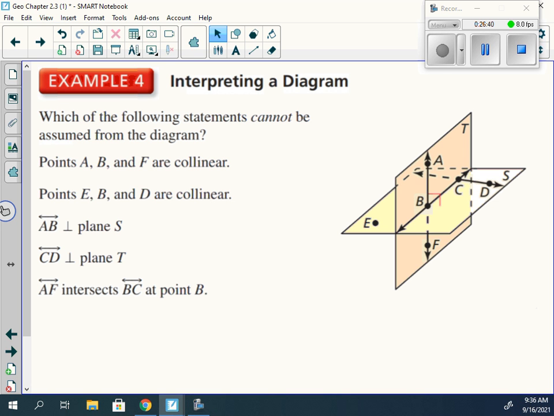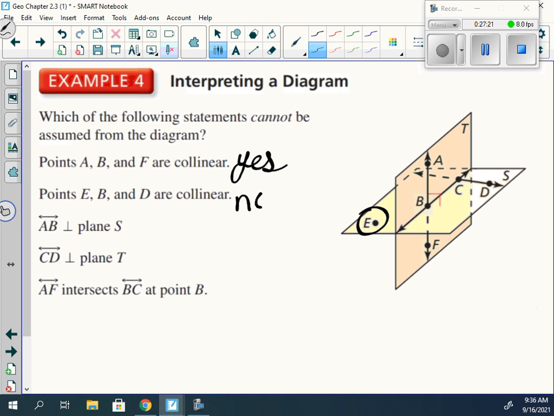Which of the following statements cannot be assumed from the diagram? Points A, B, and F are collinear. So A, B, and F are right here, yes? Are they on the same line? Yes. So can we say that A, B, and F are collinear? Yes. That is true. We can say that. And we say that points E, B, and D are collinear. E's not on the line. It's over there. No.